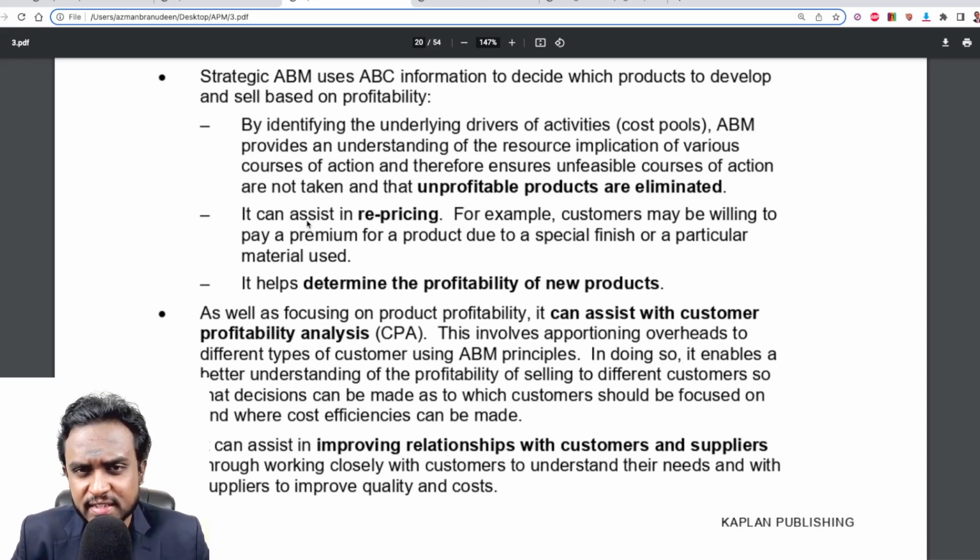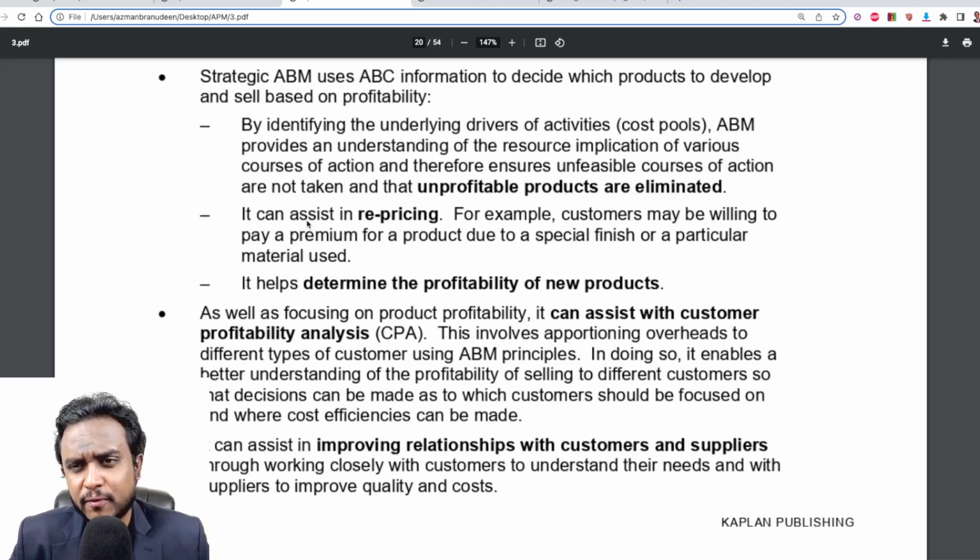Each customer, you analyze them individually because you have ABC information. It's very easy to break your product costs down on a per customer basis and a per product basis. So CPA is customer profitability analysis. DPP is direct product profitability. You can analyze each of your products in a detailed manner using ABM and ABC information and decide how exactly you're going to move forward with particular customers in their case and particular products in that case. You can use it to improve relationships with customers and suppliers.